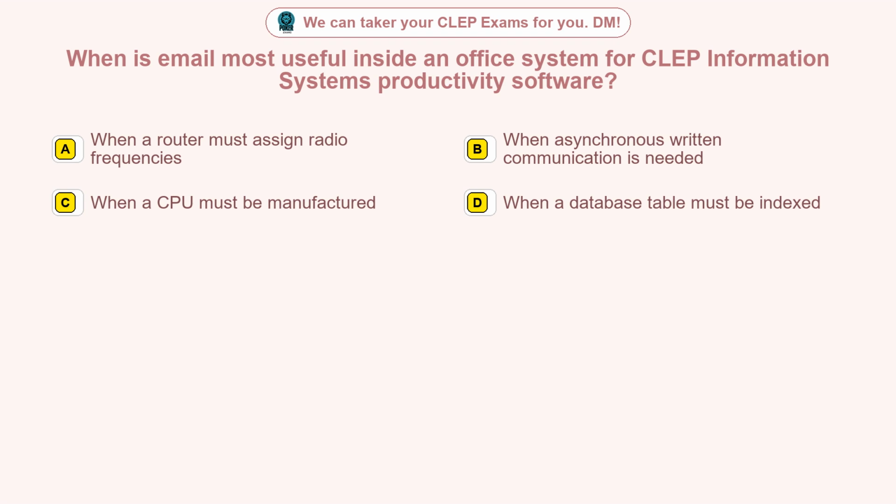Question 4. When is email most useful inside an office system for CLEP Information Systems productivity software? Option A. When a router must assign radio frequencies. Option B. When asynchronous written communication is needed. Option C. When a CPU must be manufactured. Option D. When a database table must be indexed. The correct answer is option B. When asynchronous written communication is needed.